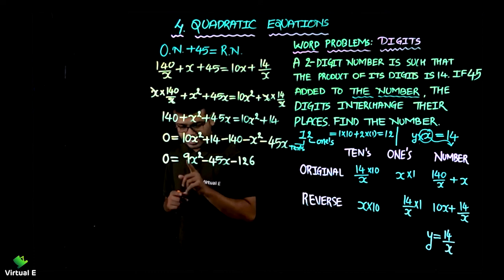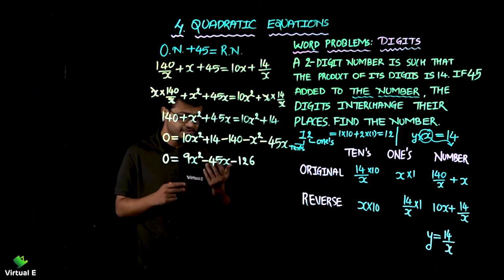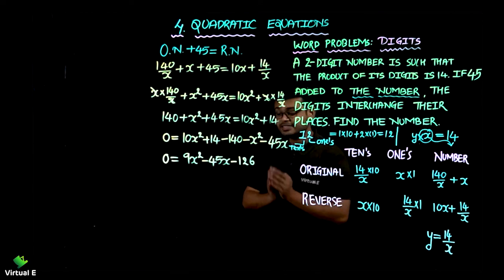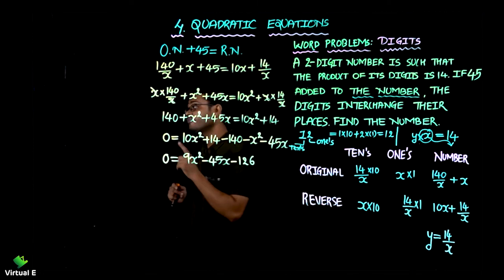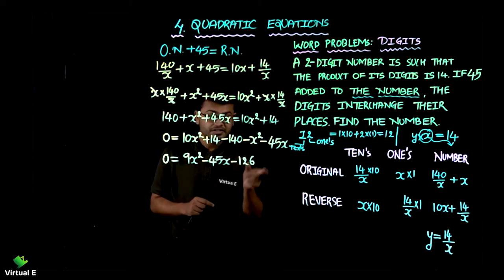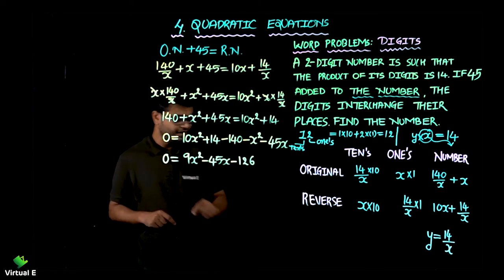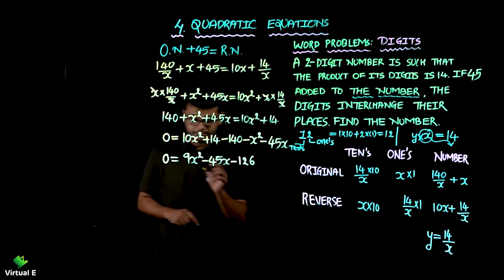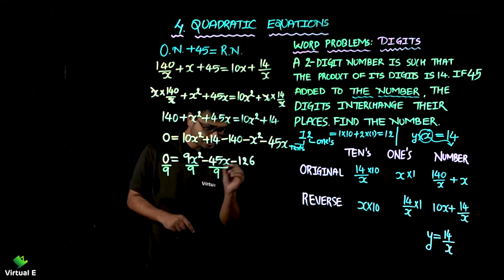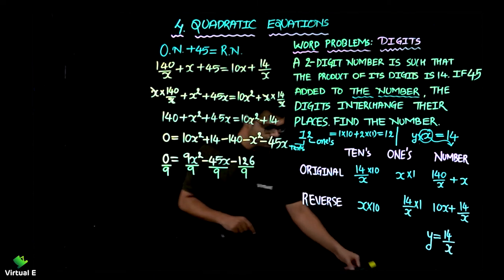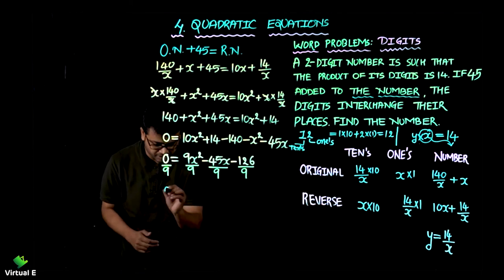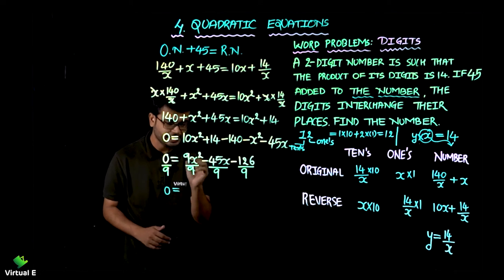Okay, so 9 is present in the table of 9, very common sense. 45 is present in the table of 9, but is 126 present in the table of 9? Okay, 1 plus 2 is 3, 3 plus 6 is 9. Yes, so this number is also divisible by 9. So let's divide each term by 9. Here also 9, here also 9. So do here and here as well. So this is going to remain as it is. 0 over 9 will be 0 only. Then 9 and 9 will get cancelled.